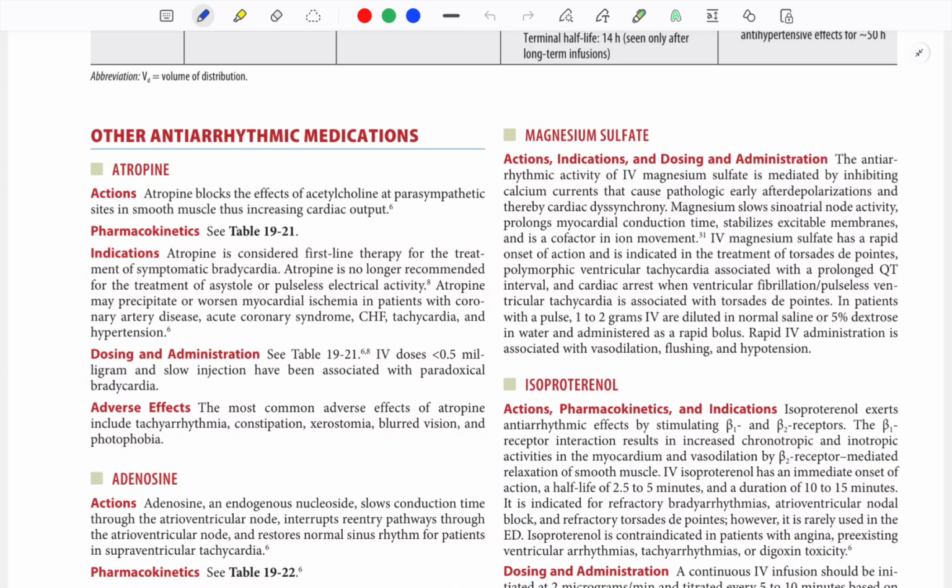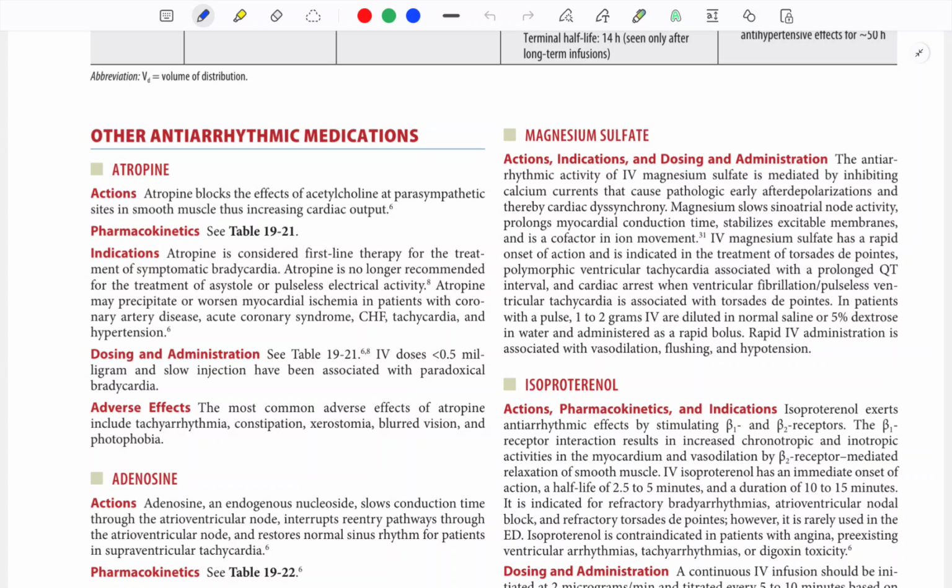The most common adverse effects of atropine are just your anticholinergic effects, which are blind as a bat and all. So it causes tachycardia, constipation, xerostomia, that is dry mouth, blurred vision and photophobia, because it's going to dilate your pupils.